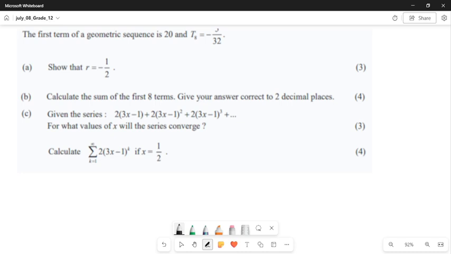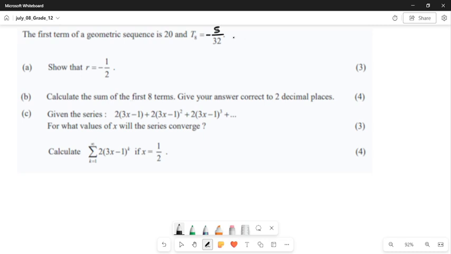So, question number 1. The first term of a geometric sequence is 20, and you are told that t sub 8 is equal to negative 5 divided by 32. Then question number A: show that r is equal to negative half.